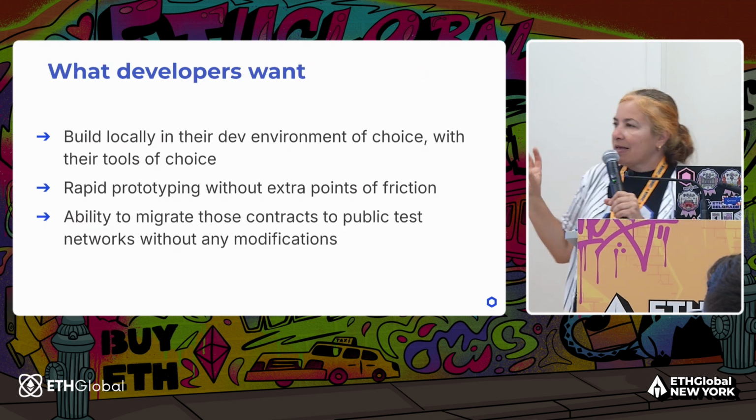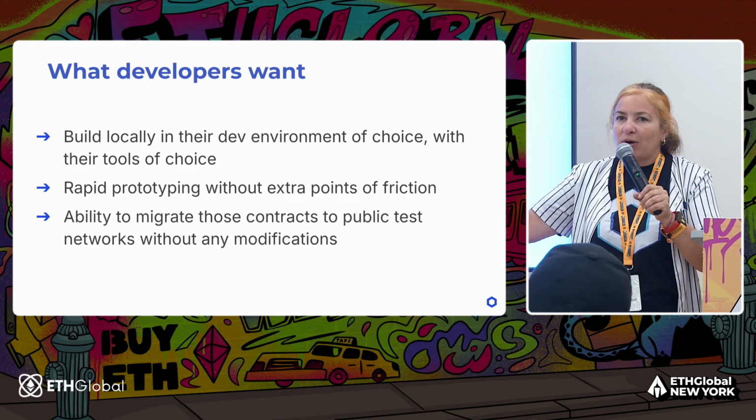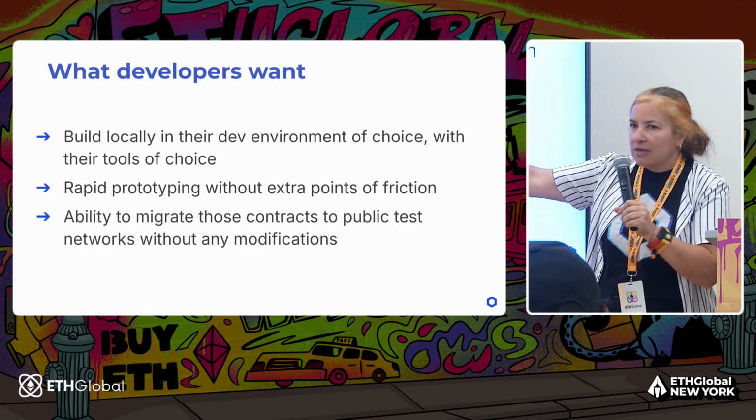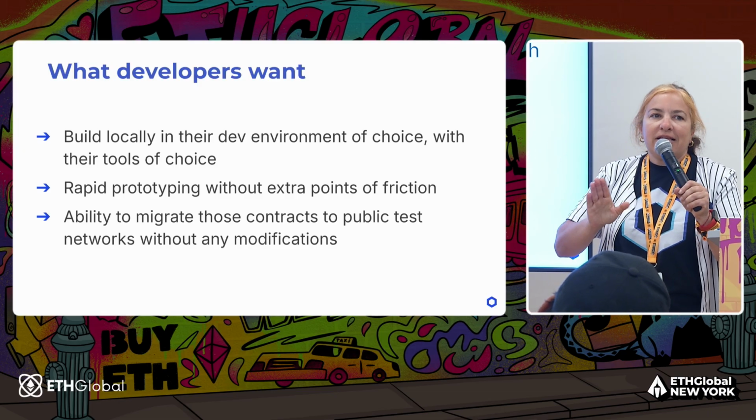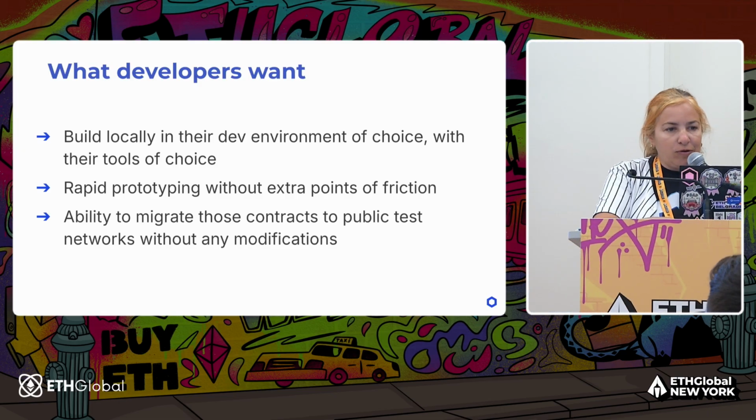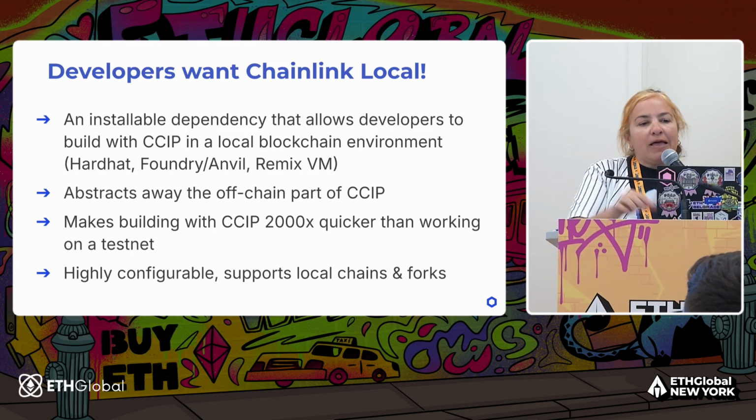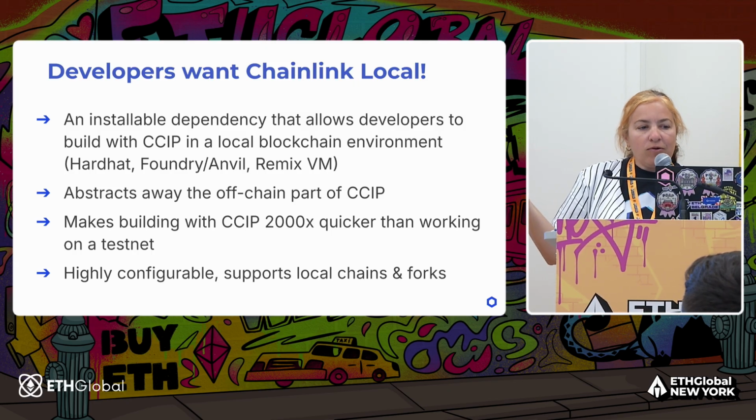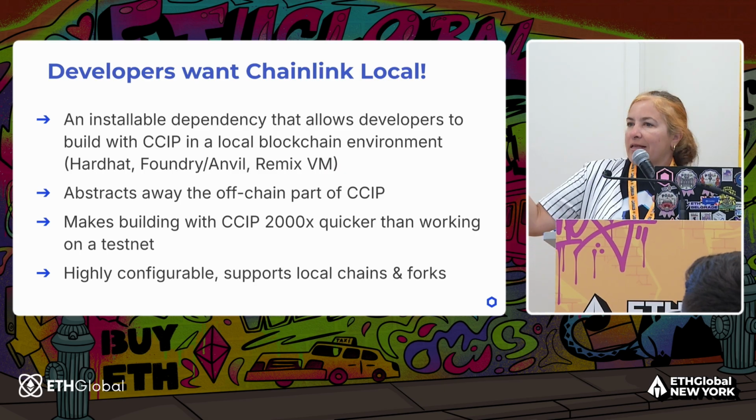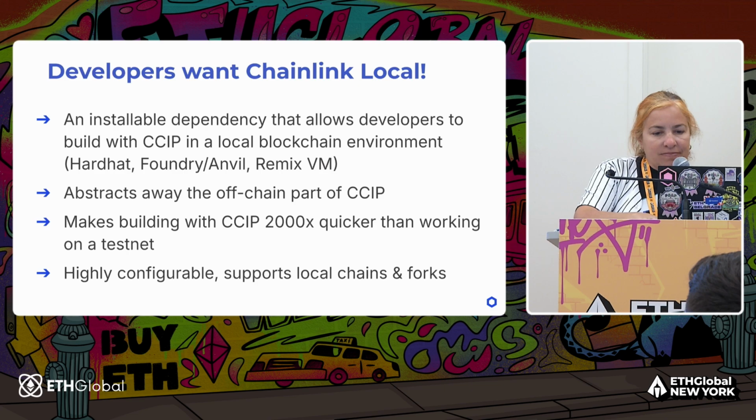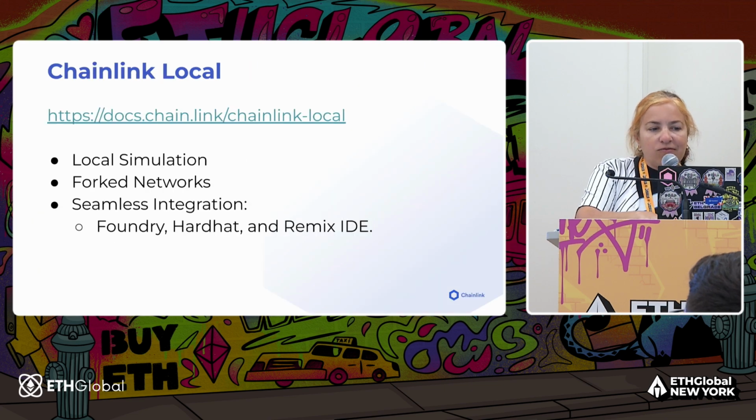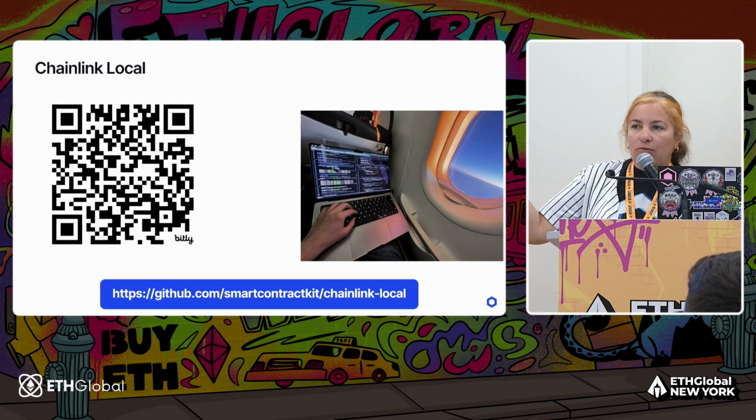And after that, when you are really migrating to the real blockchain, it's really easy to do, because you are only changing the names of the networks, the configuration of the network, okay? And we have Chainlink Local for Hardhat, Foundry, and you can even use it directly on Remix. And this is all the information that you need related to Chainlink Local. And this is the QR code over there as well.